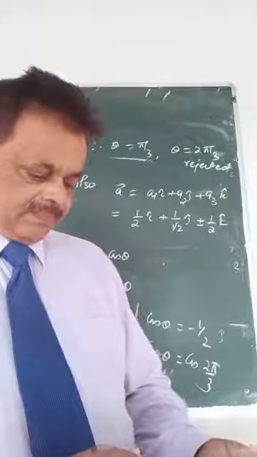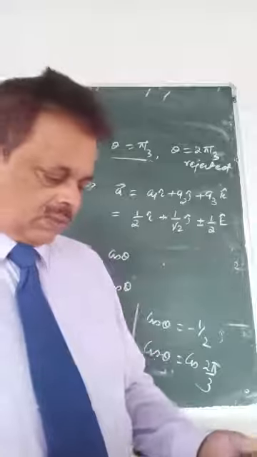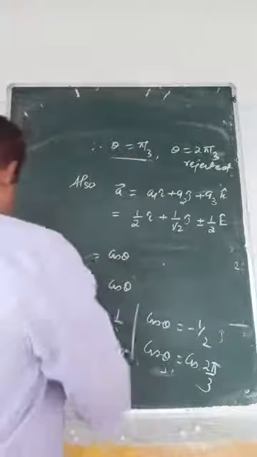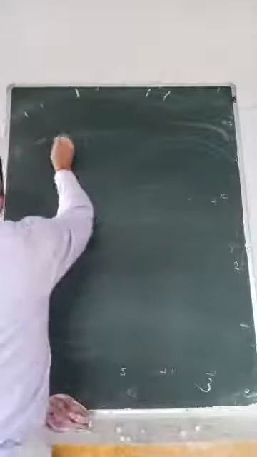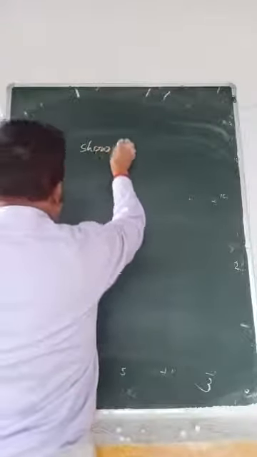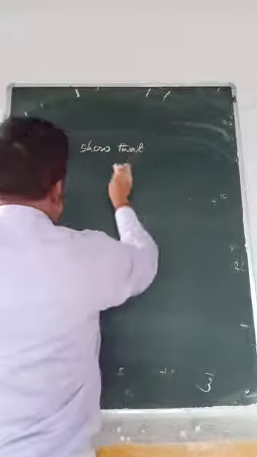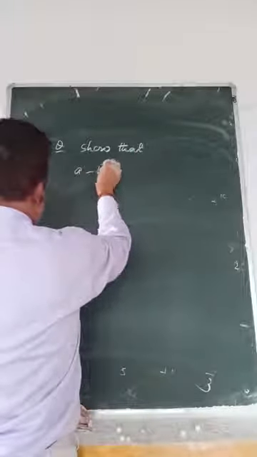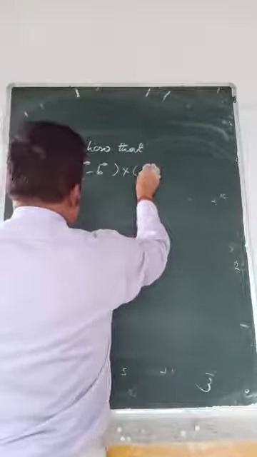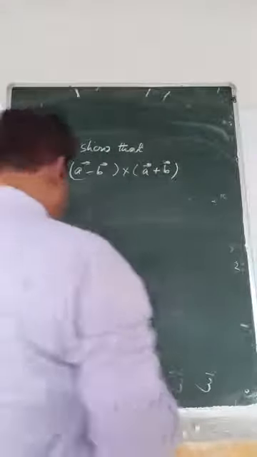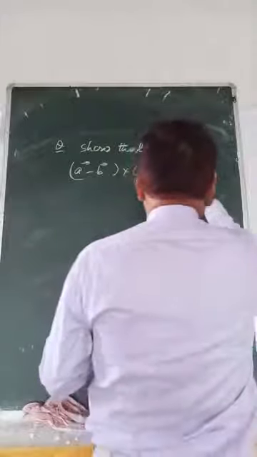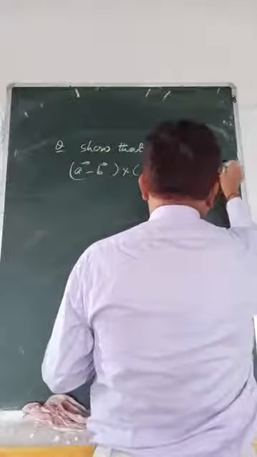Next one is, show that A minus B cross A plus B equals 2 times A cross B. Okay.